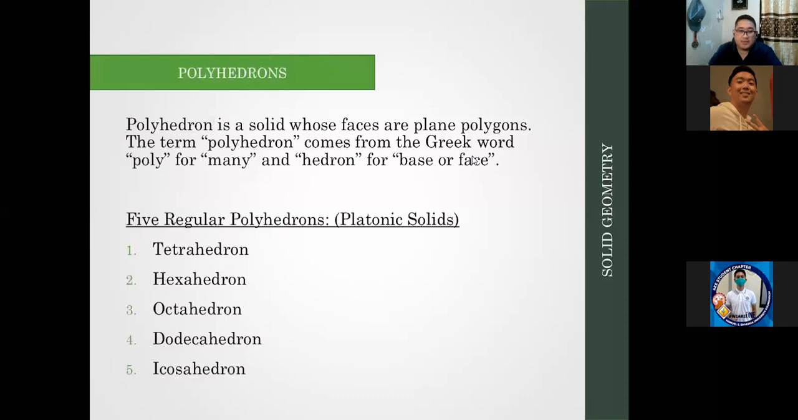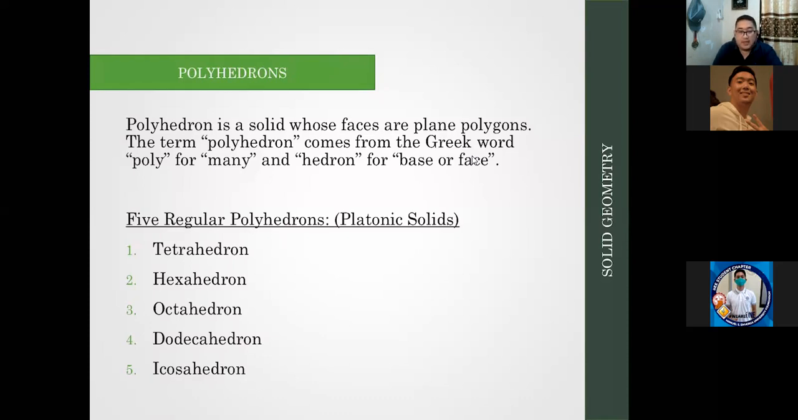So, polyhedron daw is a solid whose faces are plane polygons. So, 2D shape yung ating faces kapag polyhedron. So, the term polyhedron comes from the Greek word poly meaning many and hedron for base or face. And in solid geometry, we have 5 regular polyhedrons. So meaning equal lagi yung length ng sides kaya regular polyhedron siya. O tatawag natin mga platonic solids natin.